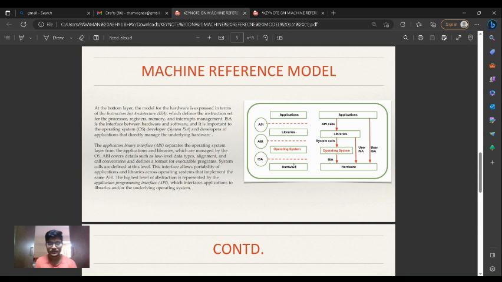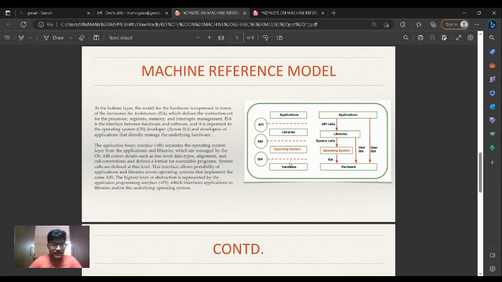So now coming to the machine reference model. At the bottom layer, as you can see, the model for the hardware is expressed in terms of the instruction set architecture, ISA, which defines the instruction set for the processor, register, memory, and interrupt management. ISA is the interface between the hardware and software, and it is important to the operating system developer (system ISA) and developers of applications that directly manage the underlying hardware.